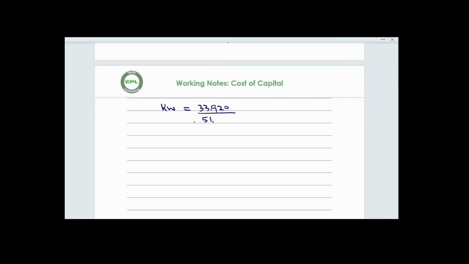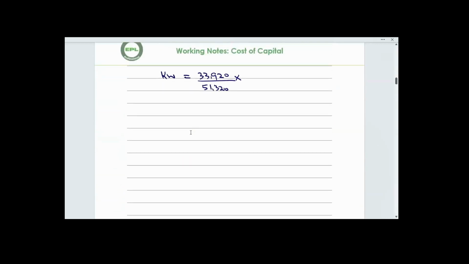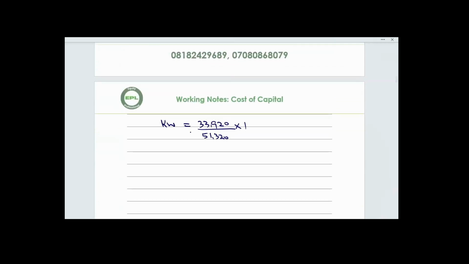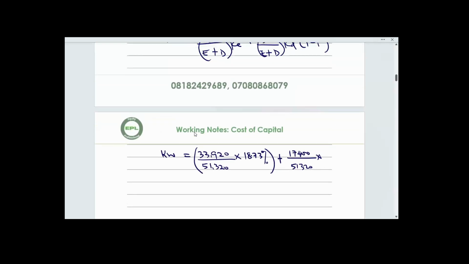So here is 51,320, multiplied by the cost of equity, we got 18.73%. On the other side, plus the debt value is 17,400 divided by total value. Total value is 51,320, multiplied by the after-tax cost of debt.